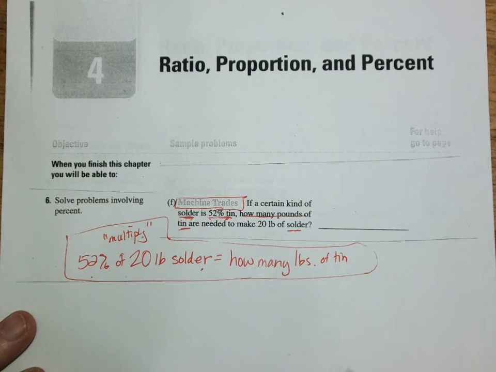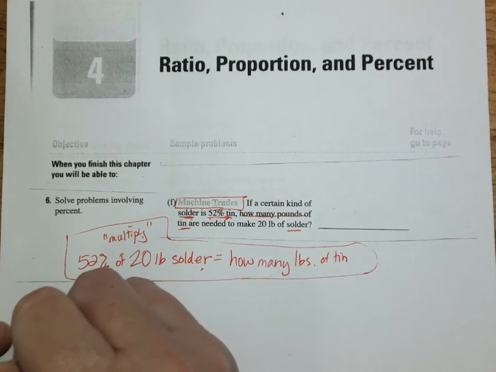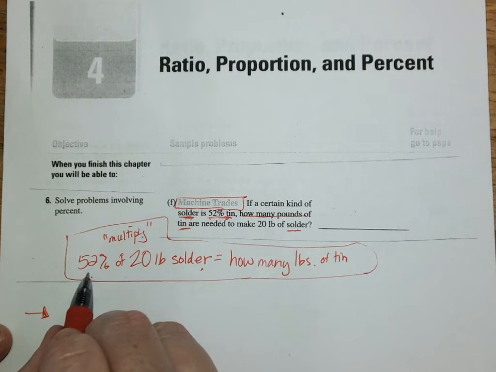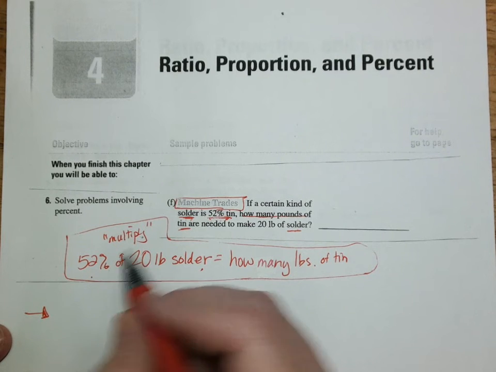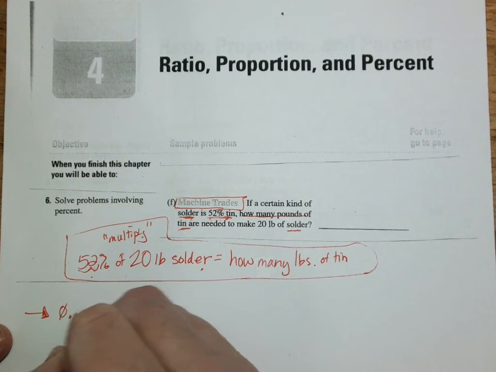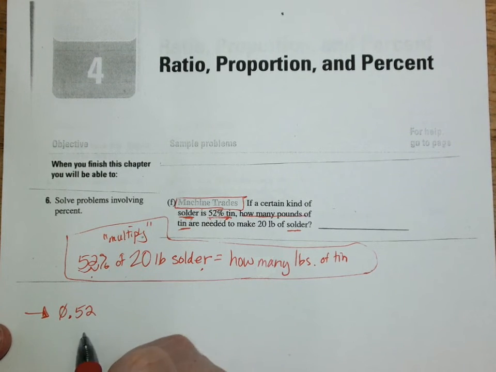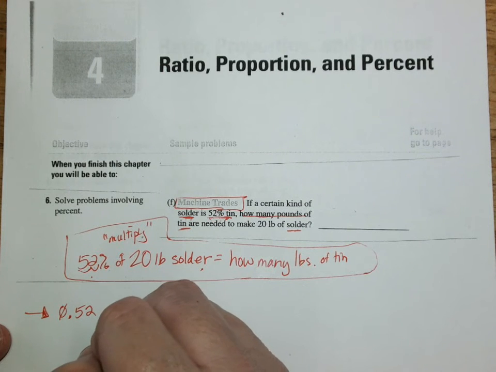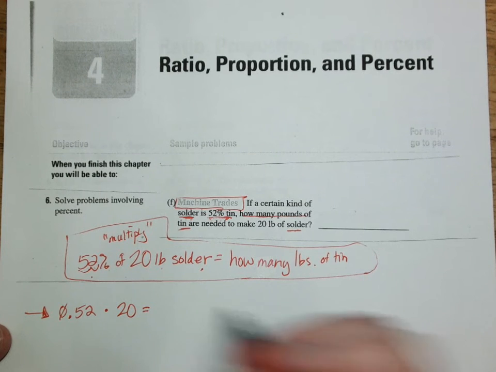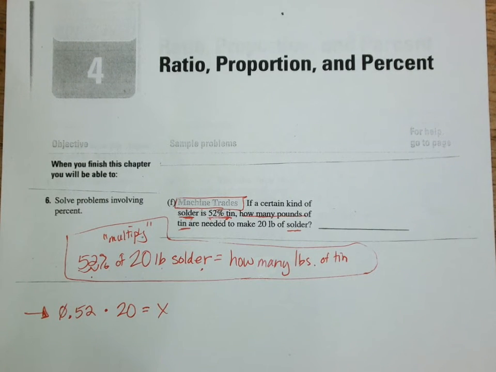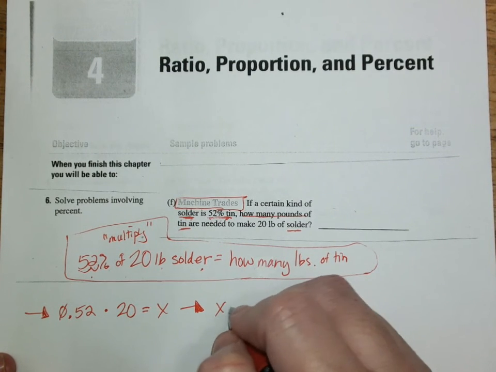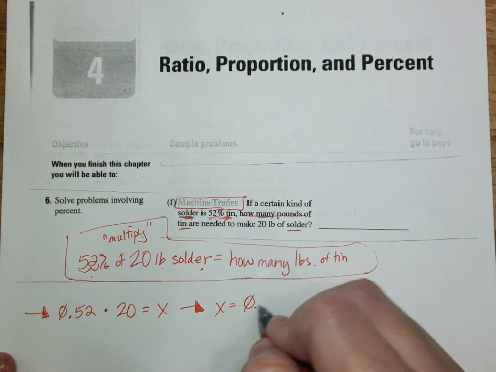How many pounds of 10? Alright, so this is our sort of pre-equation. So I'm going to rewrite this, and I'm going to change that to a decimal number for the sake of creating an equation. So remember, change that into a decimal number. So I'm showing my work. I'll say 0.52 or 52 hundredths of 20 pounds is equal to X, right? And just for aesthetics, I'm going to flip this around and say X is equal to 52 hundredths.